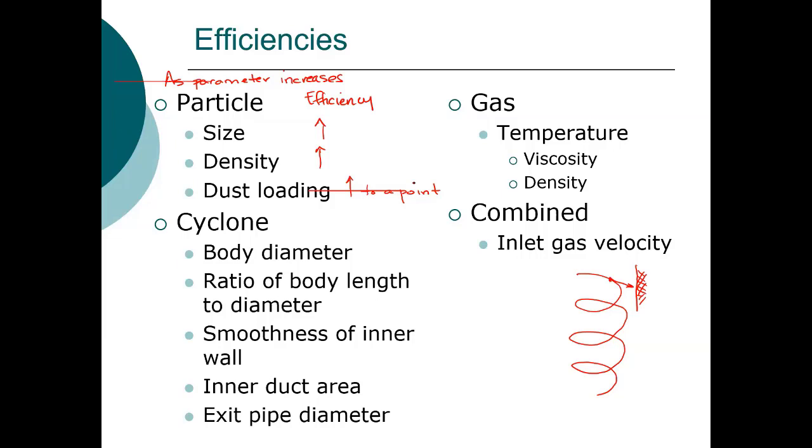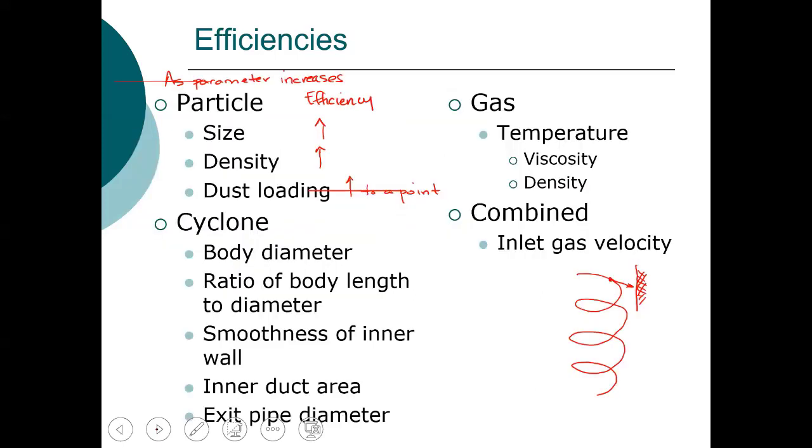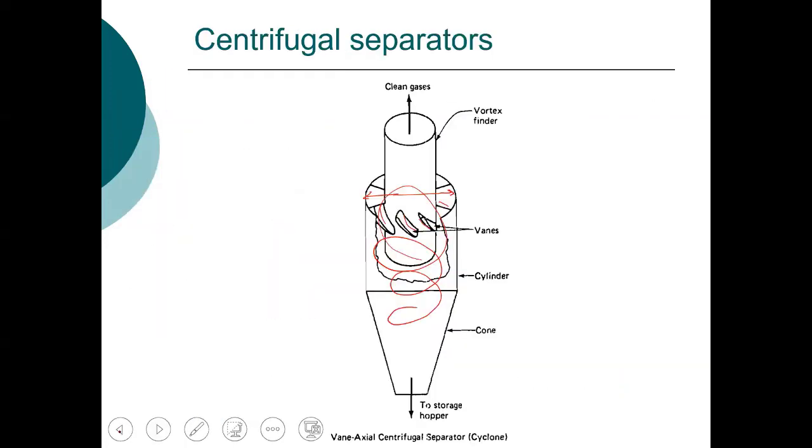Now, as the body diameter of the cyclone increases, so if we go back and we look at our cyclone here, the body diameter is the diameter, so this is the body diameter. As body diameter increases, efficiency decreases. As the ratio of the body length to the diameter increases, so let's look back. So we're looking at the ratio of body length to diameter.